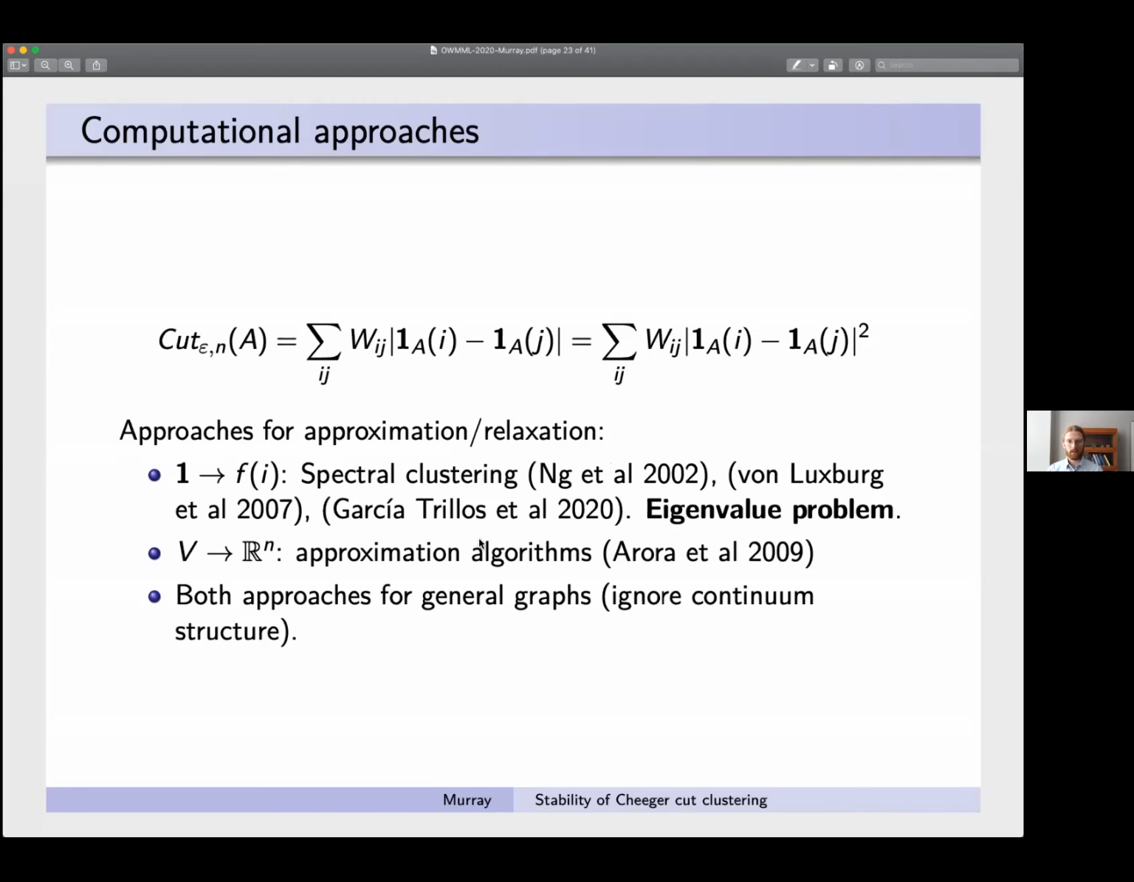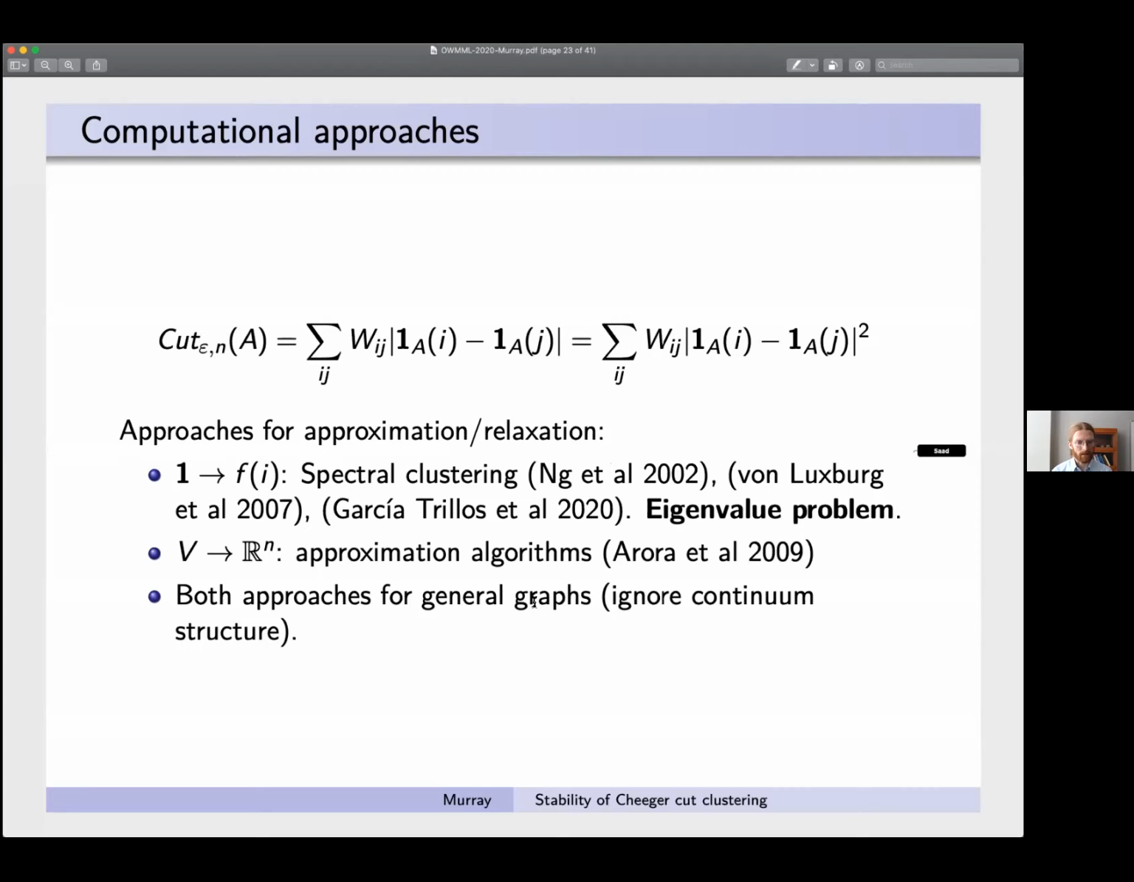So there are various approaches that people have tried to use to relax this problem or make it more friendly. One observation that one can make is that the cut energy, because everything is 0, 1 valued, we could rewrite as the square of the difference between indicator functions. Okay.